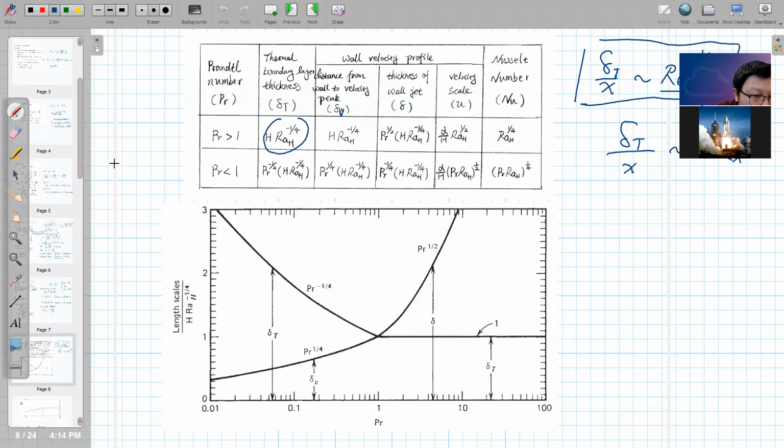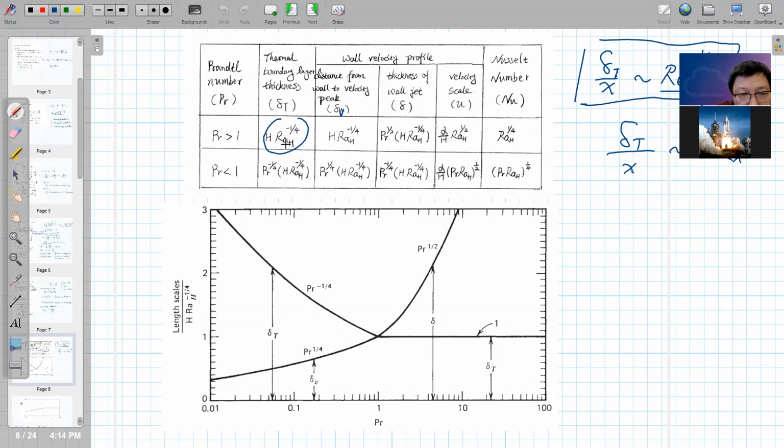We have three important dimensionless numbers used for natural convection: the Grashof number, the Rayleigh number, and also the Boussinesq number. The difference between these three is just whether there is a multiplier of the Prandtl number or not.